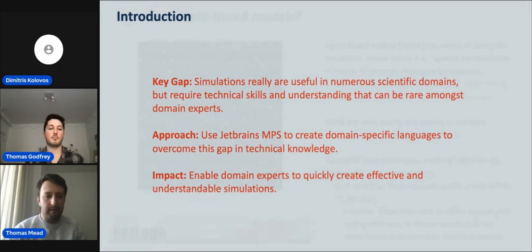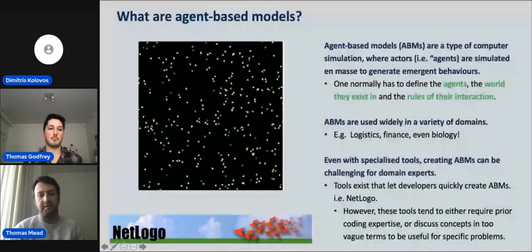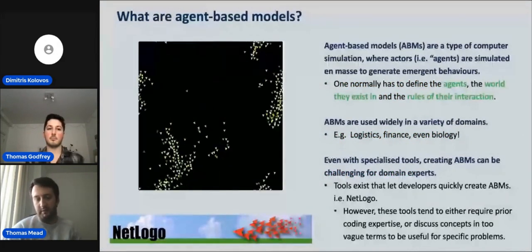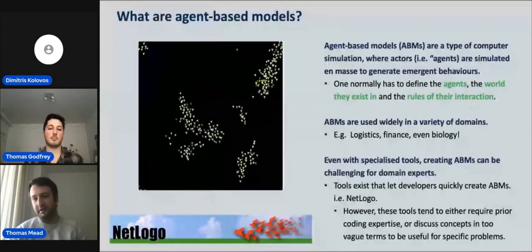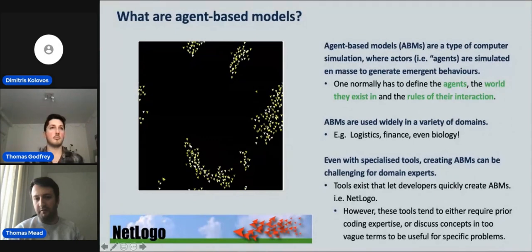So if you're not aware, agent-based models are a type of computer simulation where actors, otherwise known as agents, are simulated en masse to generate emergent behaviors. And one usually has to define things like the types of agents that you're simulating, the world that they exist in, and the rules of their interaction to generate these emergent behaviors. Agent-based models are used widely in a variety of domains, such as logistics, finance, and even biology, which I'll be talking to you about in a second.